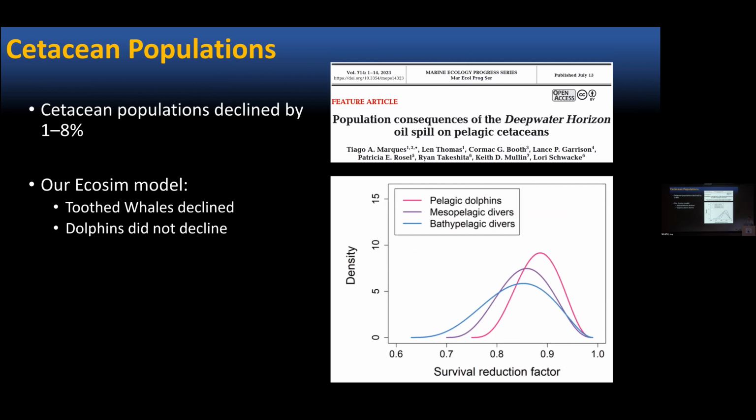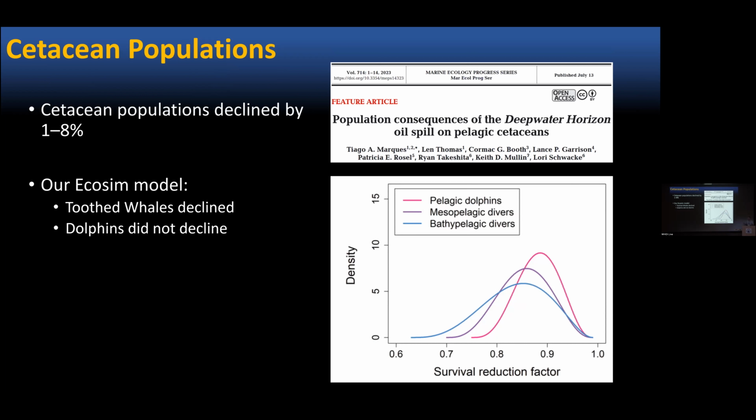Now, just a few months ago, a population dynamics model for oceanic cetaceans was hot off the press, and this was for the Gulf of Mexico, looking at the populations after the Deepwater Horizon oil spill. And it showed that there was a decline between 1% to 8% of the population sizes of various species, and that ranged based on their dependence on deep pelagic prey. Now, our EcoPath model aggregated oceanic cetaceans into 3 different functional groups. We had baleen whales, which weren't included in this analysis, but we also had toothed whales like sperm whales and deep diving beaked whales, as well as oceanic dolphins.